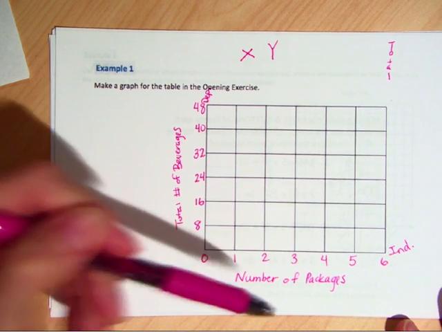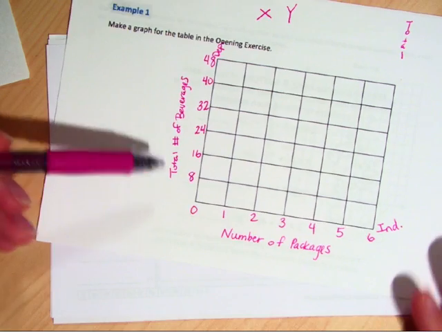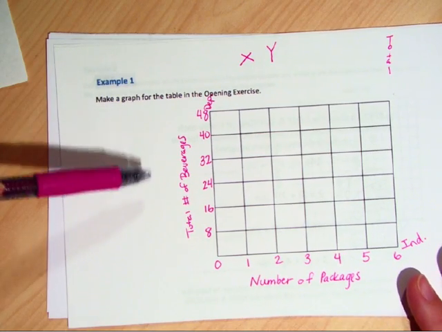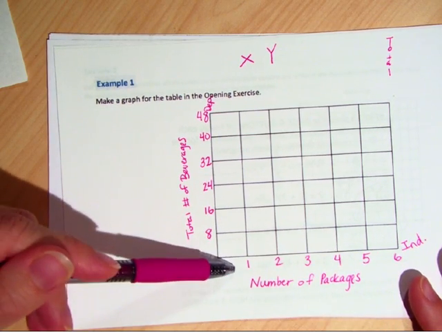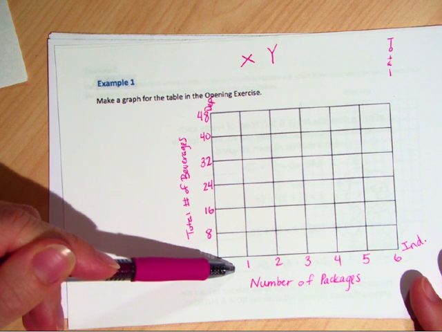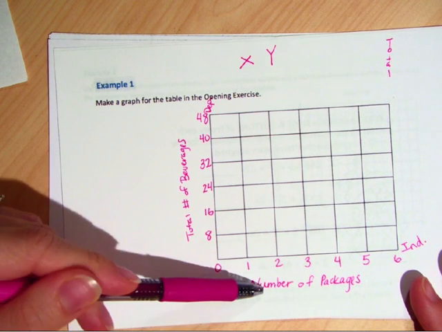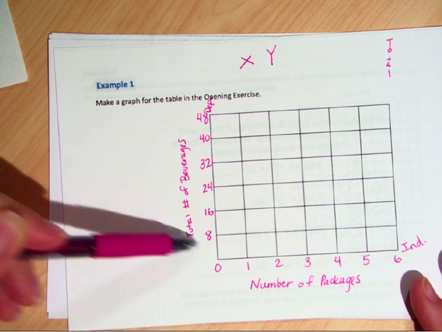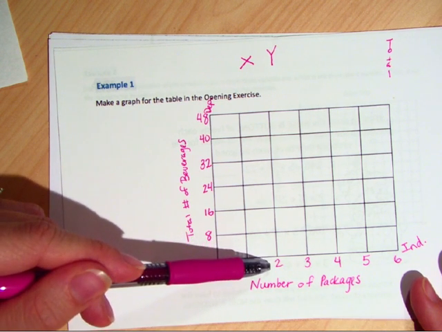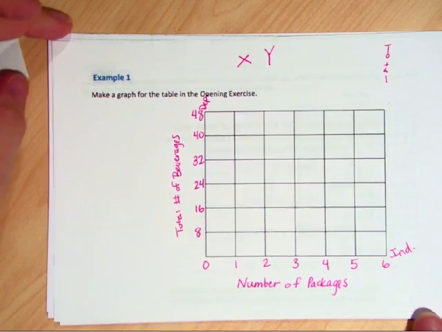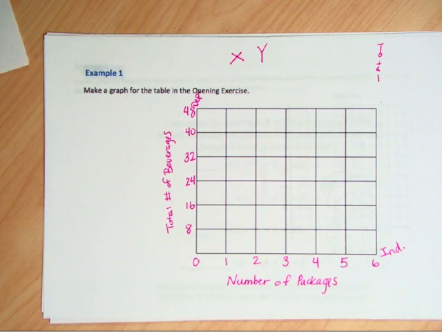If I flip-flopped it, if this was total number of packages, I would read the total number of packages depends on how many beverages you have. That doesn't make any sense. So as long as this is correct, when you read it, this depends on this, then you are set up correctly. Okay, so let's see.